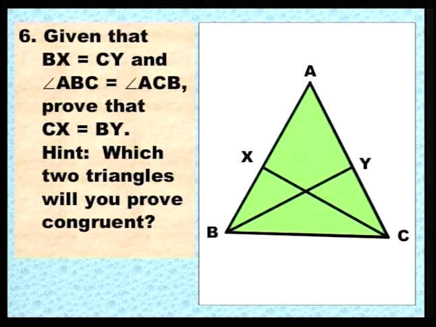Given that BX equals CY and angle ABC is equal to angle ACB, you have to prove that CX is equal to BY. That's all you have to prove, and there's a hint here that says which two triangles will you prove to be congruent. You have to mention that to be able to say that CX is equal to BY.